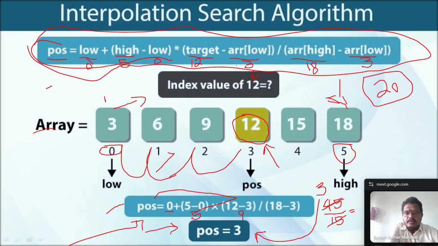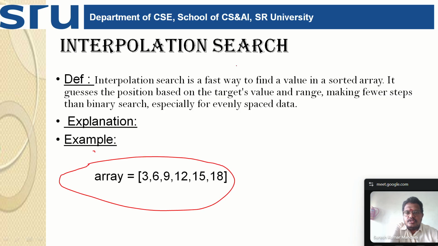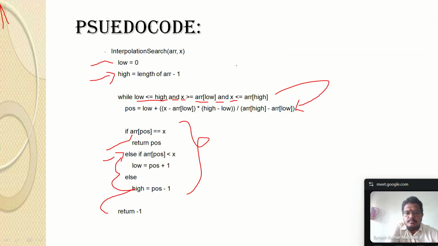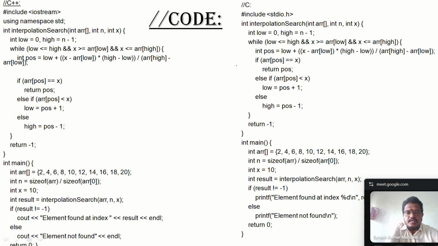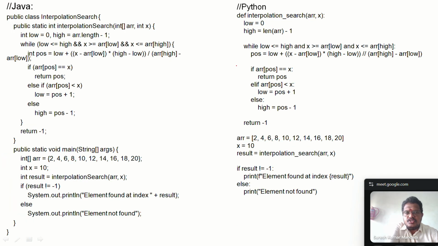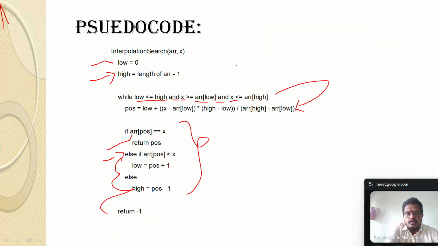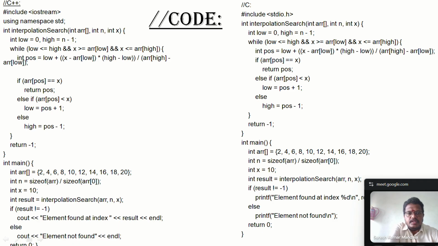We saw the definition of interpolation search, an example with graphical representation, the algorithm and pseudocode. Now we will see the example of this code using C, C++, Java and Python. Next we will discuss the next concept called exponential search. So now we will discuss the C language code and how this program will be executed.